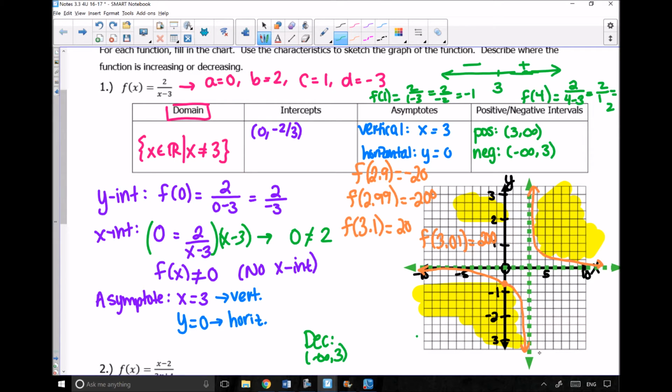Nothing's happening at 3 because we don't have an actual value at 3. And then it's also decreasing from 3 to infinity. Where is it increasing? Nowhere. My graph looking from left to right is not increasing at all. So therefore, this is going to be my answer right here.